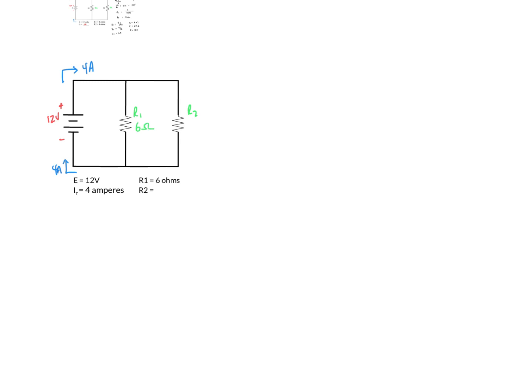Okay, so step 1 for solving this is going to be finding the total resistance, or RT. So we're going to use Ohm's law, which will look like this. RT is equal to our voltage total over our current total. So in this case, we have 12 divided by 4, which means that our resistance total for this is 3 ohms.